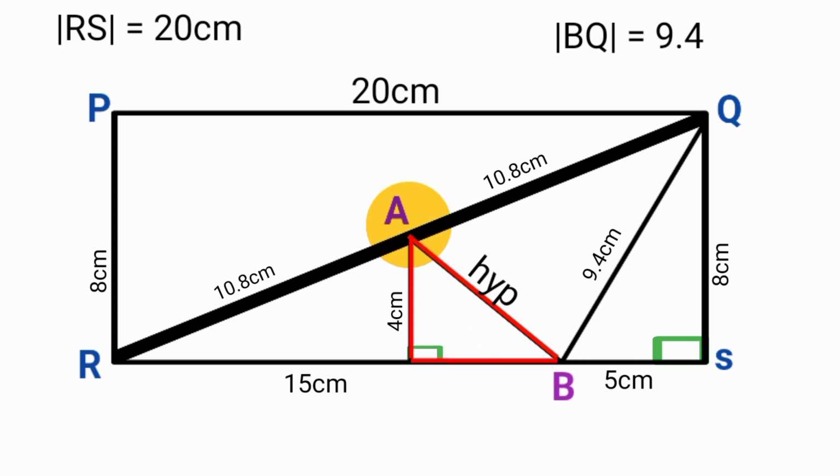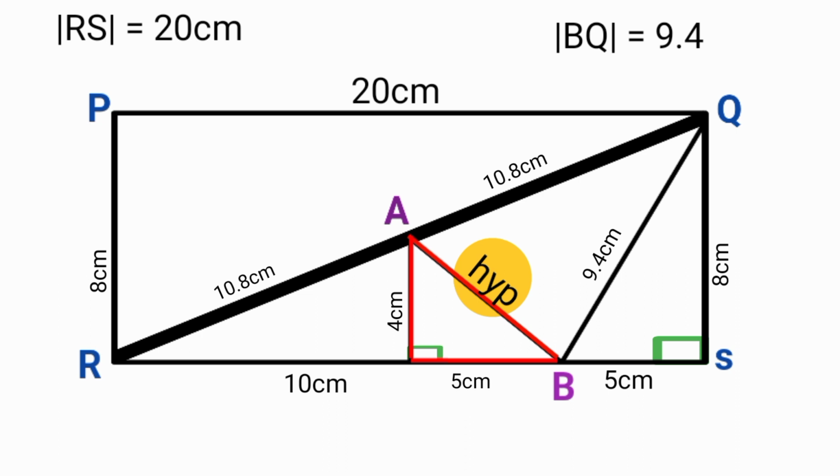Coming back here, since this is the midpoint of the rectangle, this point is also the midpoint of line RS. And recall, line RS equals 20 centimeters. So the distance from this point to this here must be 20 centimeters divided by 2, which equals 10 centimeters. And here, this is 5 centimeters. So this must be 10 centimeters minus 5 centimeters, which equals 5 centimeters. So now, from this triangle here, we have this to be 4 centimeters and this 5 centimeters. And here, line AB is the hypotenuse of the triangle.